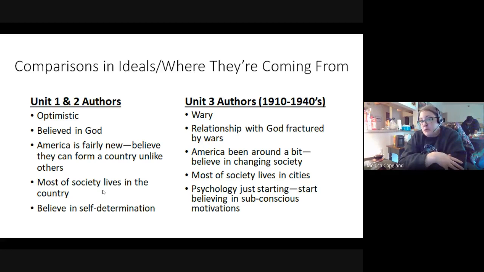For our Unit 1 and 2 authors, most of society lived in the country, and they really believed in self-determination. You may have noticed that reading all their works. They really believe you figure out how to make your life what it should be. Now, on the other hand, our Unit 3 authors, Modernism authors from 1910 to the 1940s, they're not as optimistic.